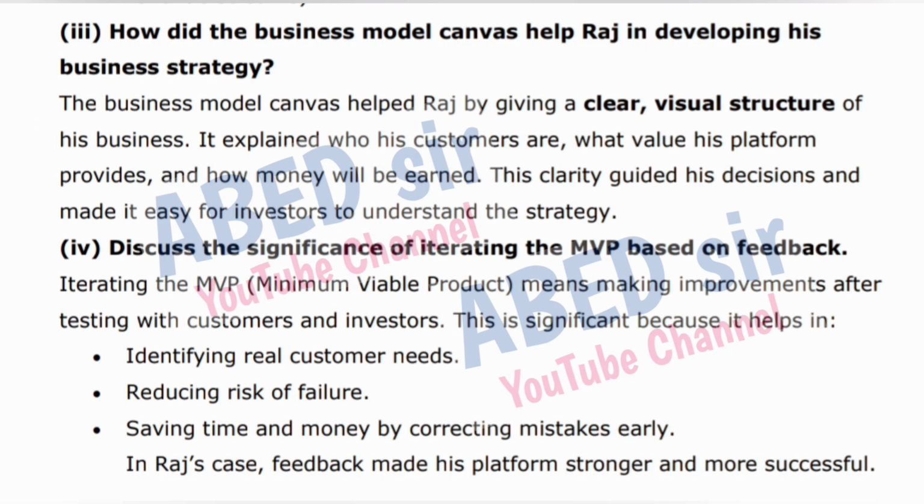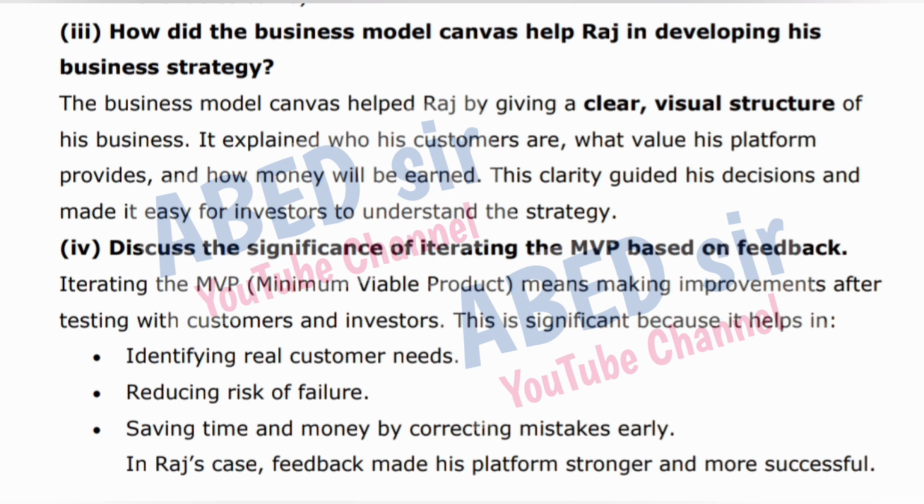3. How did the business model canvas help Raj in developing his business strategy? The business model canvas helped Raj by giving a clear, visual structure of his business. It explained who his customers are, what value his platform provides, and how money will be earned. This clarity guided his decisions and made it easy for investors to understand the strategy.